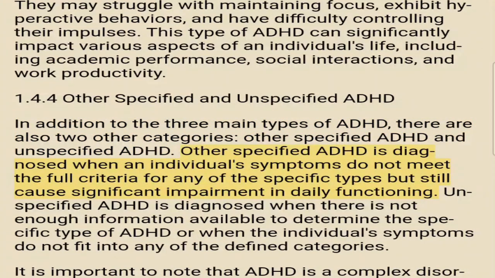Other specified ADHD is diagnosed when an individual's symptoms do not meet the full criteria for any of the specific types but still cause significant impairment in daily functioning. Unspecified ADHD is diagnosed when there is not enough information available to determine the specific type of ADHD or when the individual's symptoms do not fit into any of the defined categories.